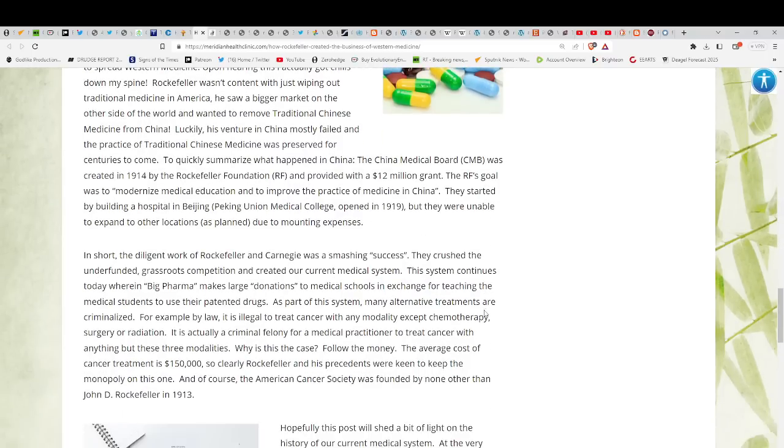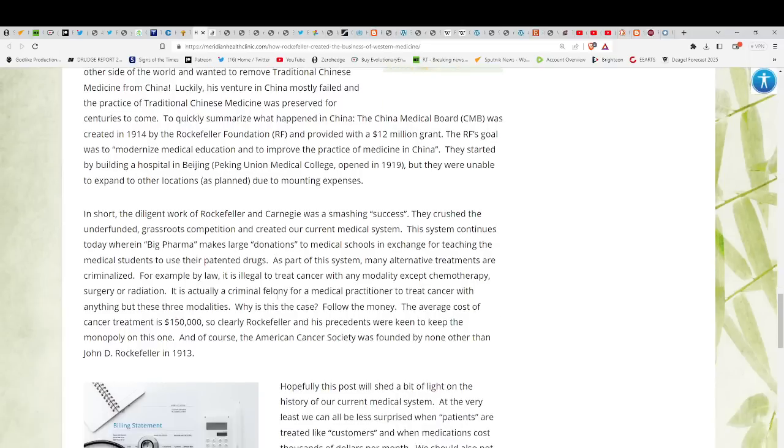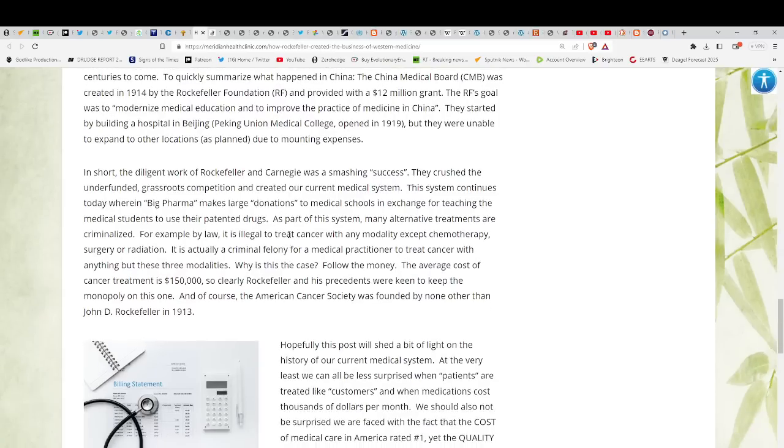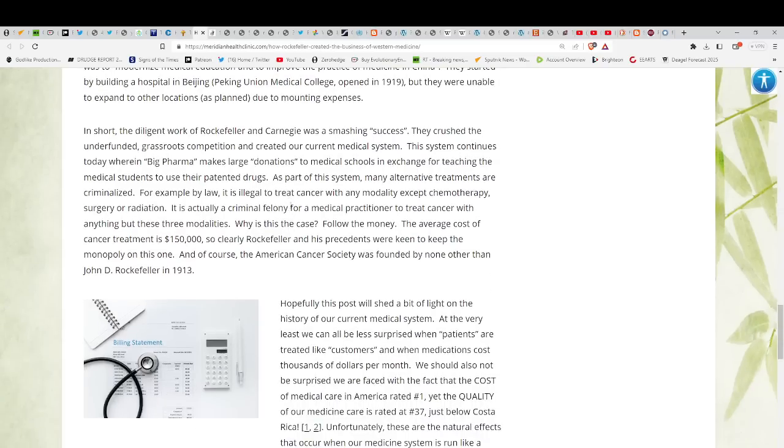In short, the diligent work of Rockefeller and Carnegie was a smashing success. They crushed the underfunded grassroots competition and created our current medical system. The system continues today, wherein Big Pharma makes large donations to medical schools in exchange for teaching the medical students to use their patented drugs. And many doctors have admitted that they literally have quotas to sell, like a salesperson. And they also get kickbacks when they do sell certain things.